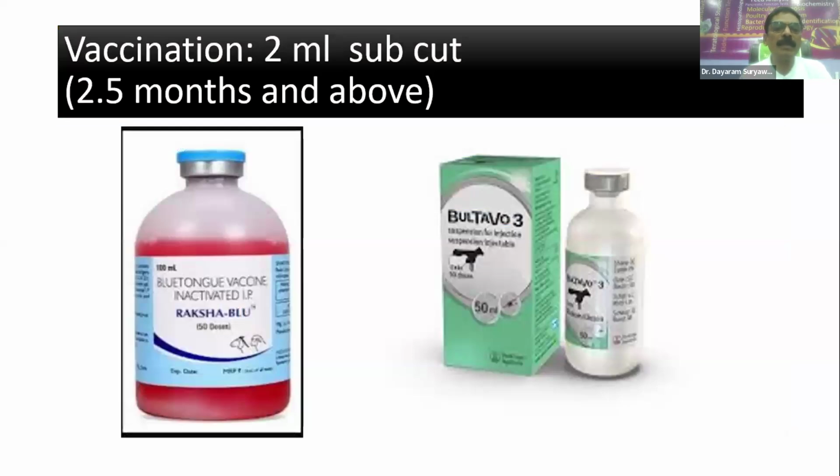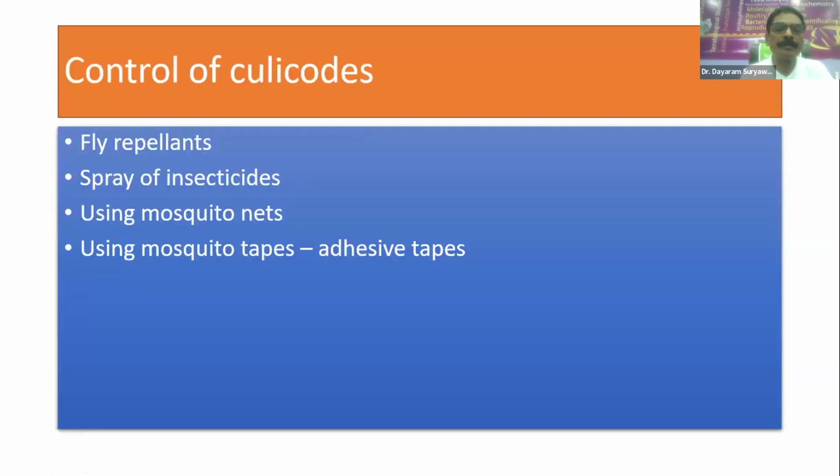Vaccination: 2 ml subcutaneous, for animals 2.5 months and above. Depending upon the company providing the vaccine, the dose may vary. But Raksha Blue has a 2 ml dose subcutaneously for animals above 2.5 months, including kids and lambs.